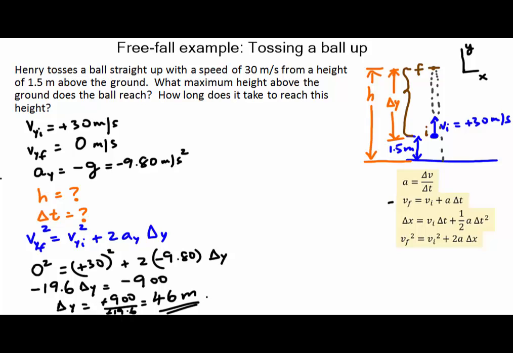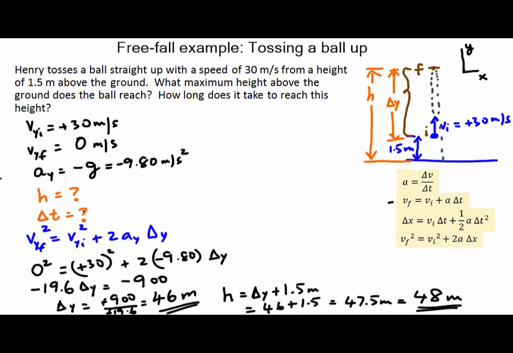So that's delta y, but we're not done yet. So we were being asked for h, the height above the ground that the ball reaches. So our h in this case would be the delta y plus 1.5 meters that it was launched from. So that gives us 46 plus 1.5, which is 47.5 meters. Again, rounded to 2 significant digits, that's going to be 48 meters. So that's the height above the ground that the ball will reach.